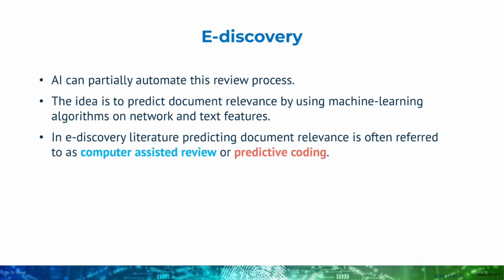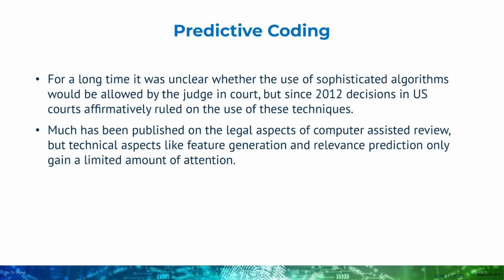It's like training a smart assistant to find the most important documents for you. For a long time, there was legal uncertainty about whether sophisticated algorithms like predictive coding would be allowed in court. But since 2012, US courts have affirmatively ruled on the use of these techniques, making them mainstream.